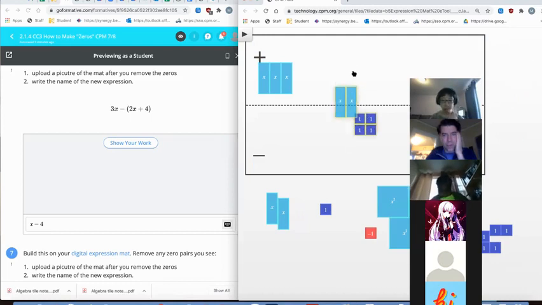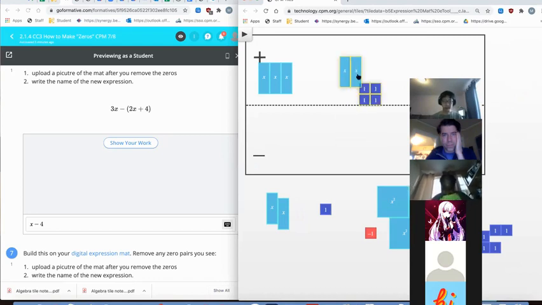What do y'all think? Come on, unmute yourself and tell me. On the bottom. Goes on the bottom.